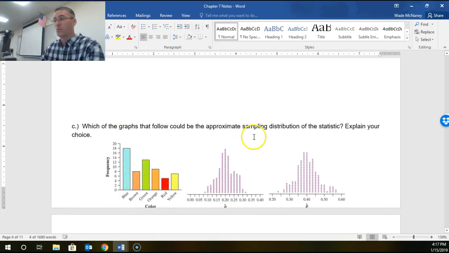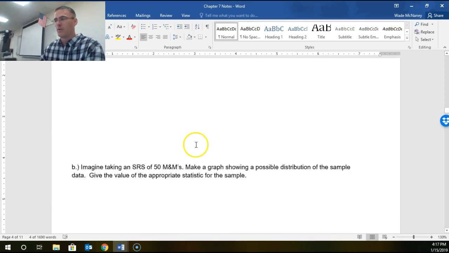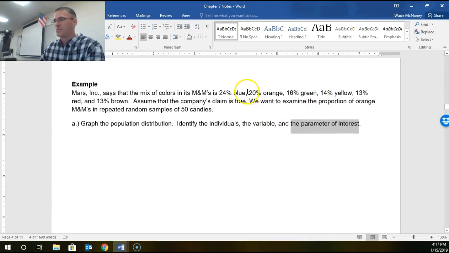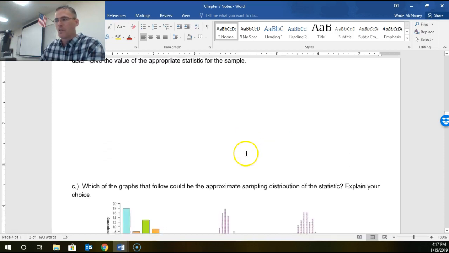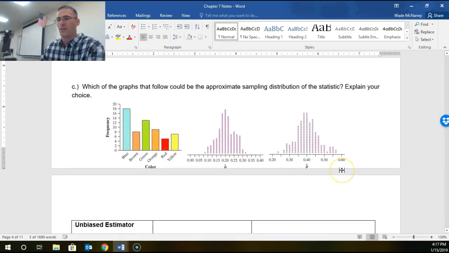Okay, so now it's asking which of these would be an appropriate sampling distribution describing our statistic. What's our statistic again? We're trying to estimate the proportion that are orange. Well, we'll go back up here to our population. 20% of my M&Ms from Mars say they're supposed to be orange. So which one of these shows that a sample proportion should be around 20%?